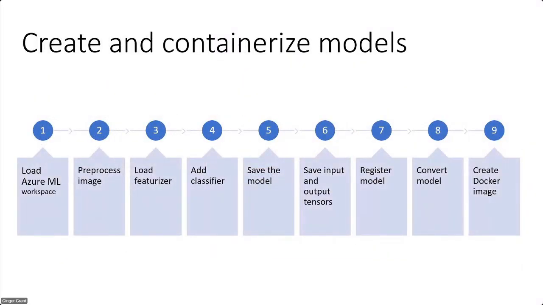So what you can do with this process is you load up Azure ML, you pre-process your image, you tell it what features are important, you look at a classifier, you save the model, you register the model, and then you can convert it and you can create a Docker image. So of course, once you've got a model tested and created, which is what I'm doing now with the AutoML process, then the next thing you're going to want to do is register the model, create a Docker image, and deploy it.